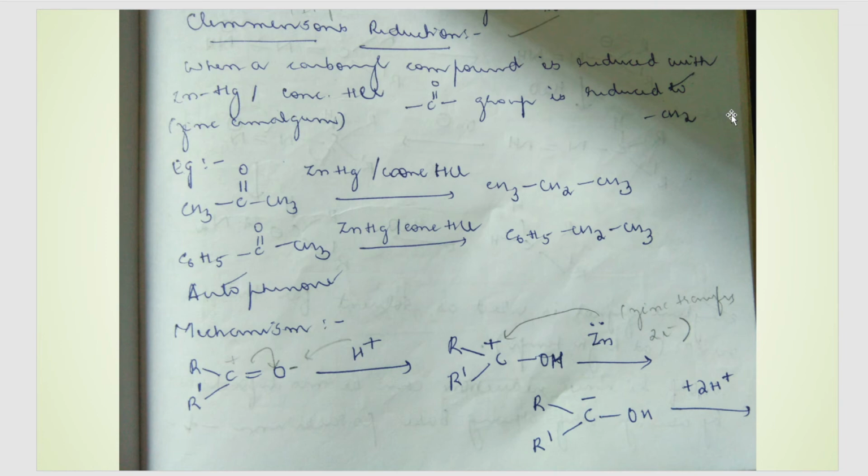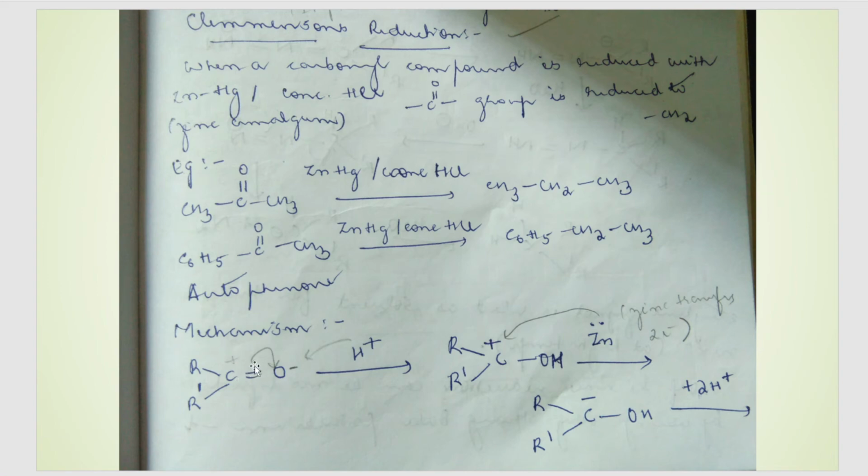And what is the reagent used in Clemmensen's reduction? We are using concentrated HCl and the zinc-Hg combination. Some examples: acetophenone is reduced, so the C double bond O group is converted into CH2. In the same way here also, the C double bond O group is converted to CH2. So what is the reaction mechanism here?